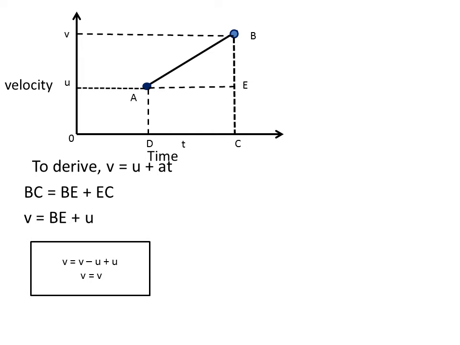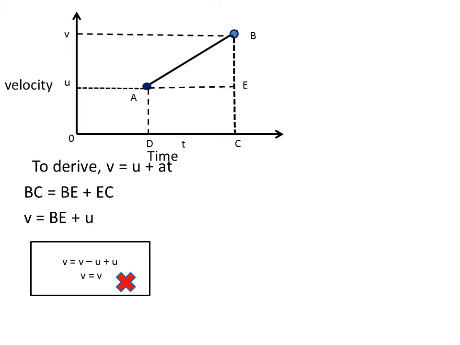So V is equal to V minus U plus U, that will give you V is equal to V. But right now we are after deriving V is equal to U plus AT. So instead of substituting BE is equal to V minus U, we are supposed to substitute something equivalent to V minus U. Otherwise, we will get V is equal to V, which is not required by us. Or this is not our destination. We are supposed to prove V is equal to U plus AT.